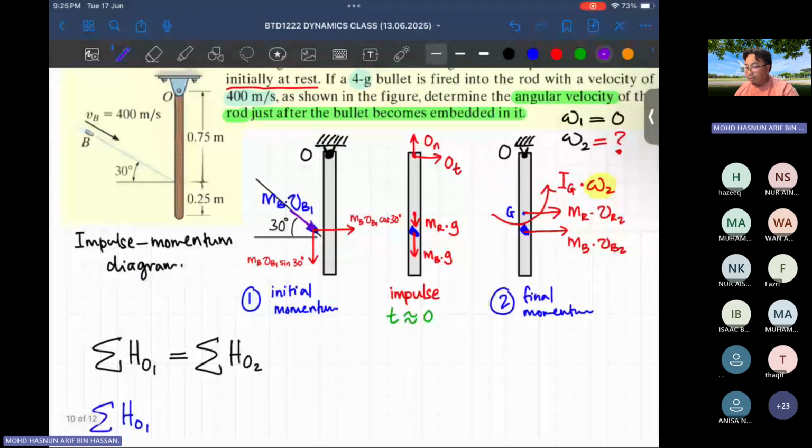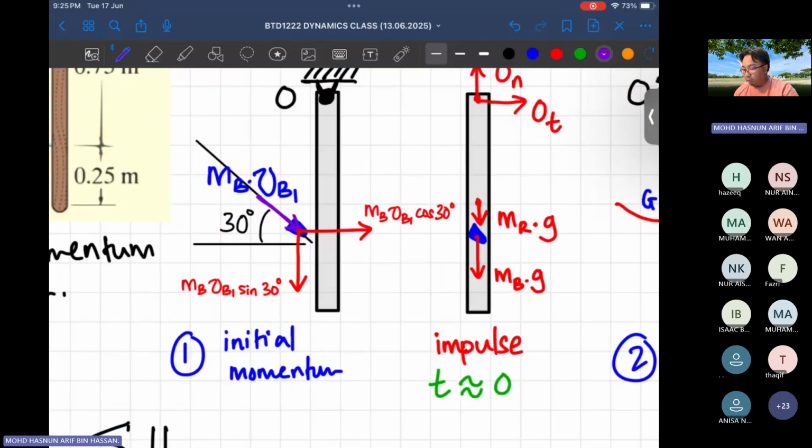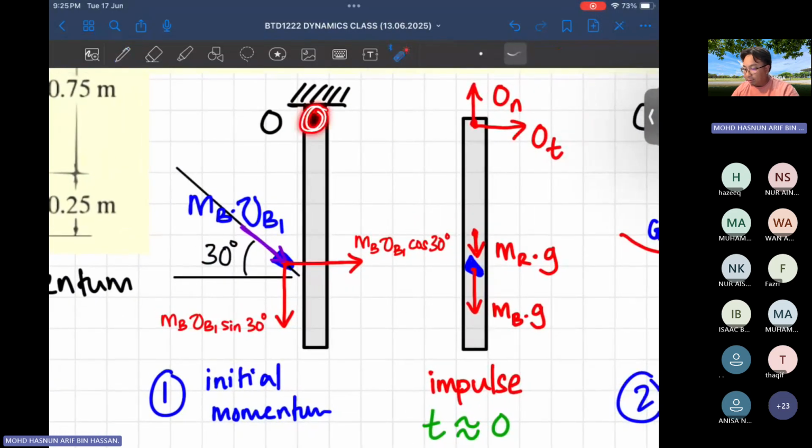Okay, so when we calculate the angular momentum about point O, now let's zoom in again. Point O is here. So about point O, the momentum that has moment about point O is this one. To go here, this will rotate in anti-clockwise direction. But this one has no momentum about O. So let's put a cross here. This one does not have momentum about point O. Only MB VB1 cos 30 degrees has momentum about point O.